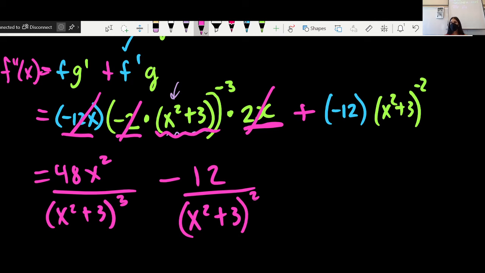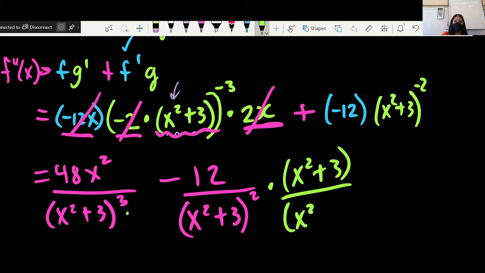Are there any questions so far? Okay. Do you see that the denominators almost look the same, except this one is to the power of 2, and this one is to the power of 3? So I can just multiply by another x squared plus 3, top and bottom, to make them the same, in an attempt to start to shrink things down.